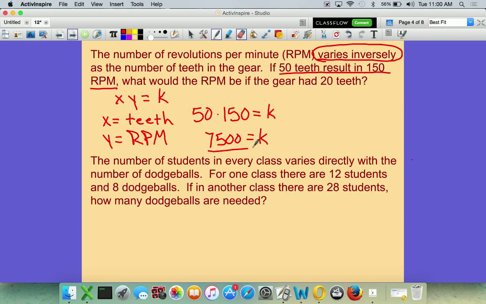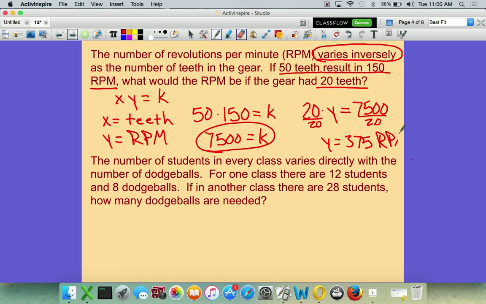Now we can use this and our next set of data to be able to solve for what we're looking for. So, x is 20 teeth. Y, we don't know. Y stands for RPMs here, and that's what we're trying to find. So we just leave it as a y. Our k value is 7,500. So then we divide both sides by 20, and our y value is 375 RPMs. All right, going to the next one.